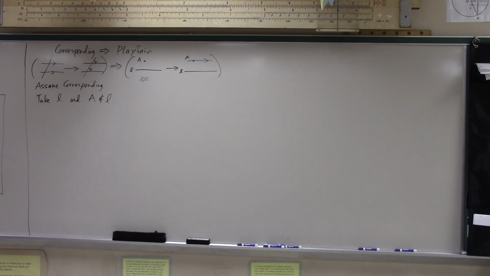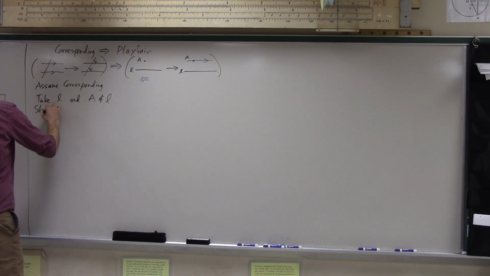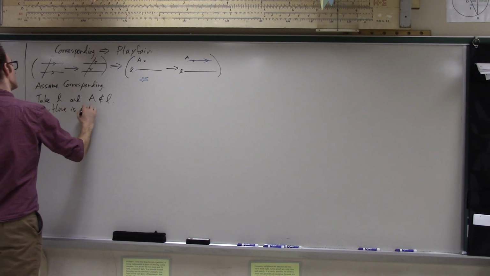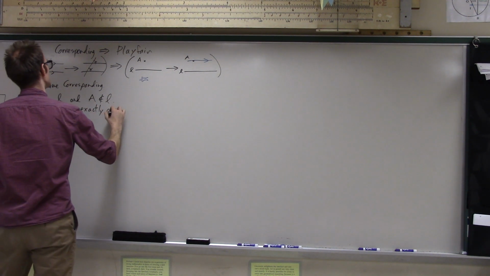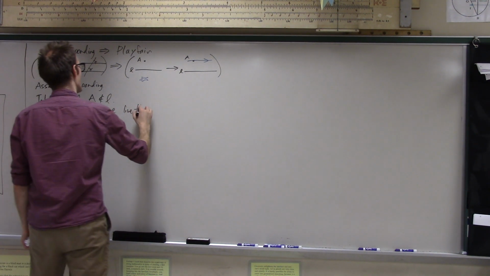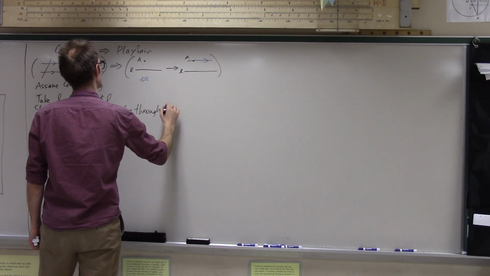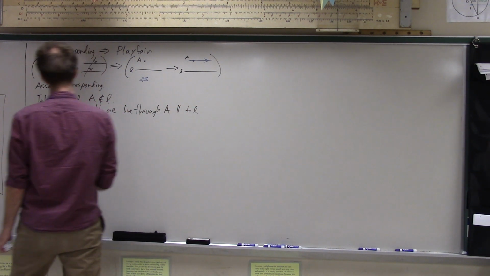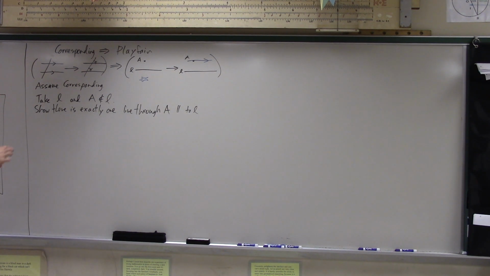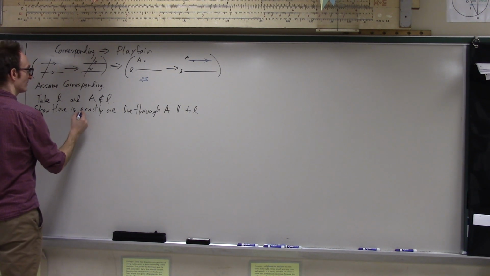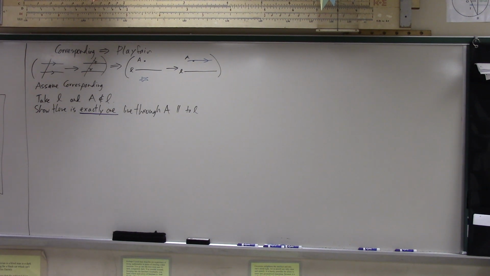Good. And what I need to do is show there is exactly one line through A parallel to L. And this phrase, exactly one, is doing a lot of work here. If you have some experience doing math proofs, then you will know that saying there's exactly one is often decomposable into two separate arguments. One, that there is a line through A parallel to L, and next, that there's only one.